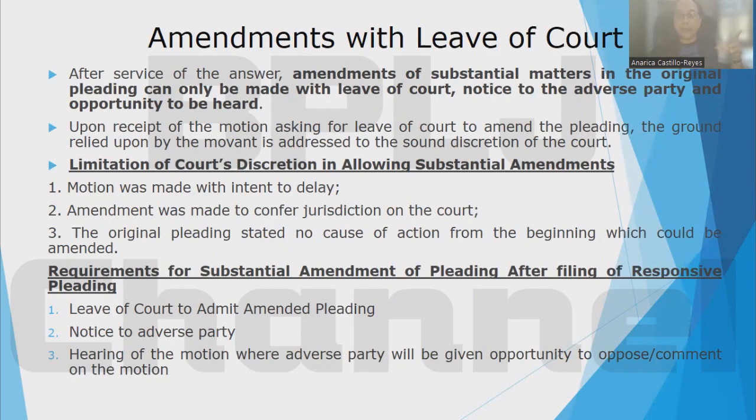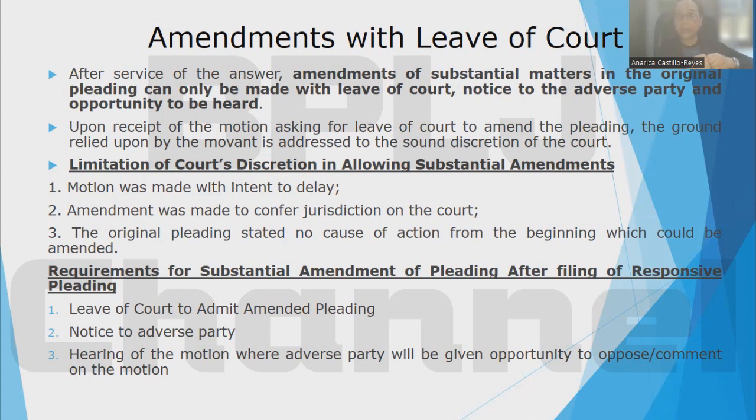Let us now go to amendments with leave of court. After service of the answer, the issues are already joined. Amendment becomes a matter of discretion upon the court. Meaning, before you can amend your pleading, you have to seek permission from the court. Amendments of substantial matters can only be made with leave of court, notice to the adverse party, and opportunity to be heard. However, there are limitations on the court's discretion in allowing substantial amendments.